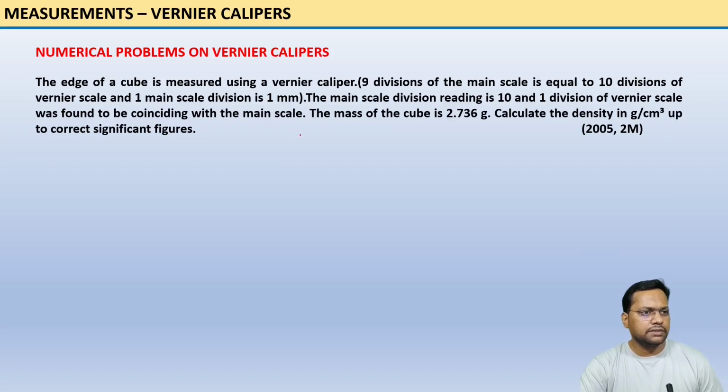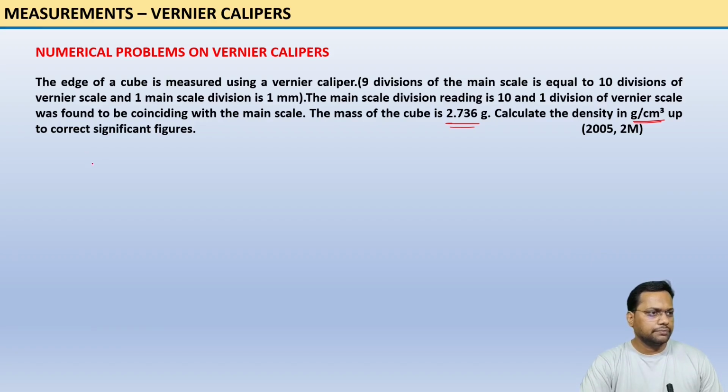The edge of a cube is measured using a Vernier calipers. 9 divisions of the main scale are equal to 10 divisions of the Vernier scale, and one main scale division is 1 mm. So here everything is given: one main scale division is 1 mm, 10 VSD is equal to 9 MSD. So therefore the least count will be 0.1 mm. Next one, the main scale reading is 10, and one division of the Vernier scale was found to be coinciding with the main scale. The mass of the cube is 2.736 grams, and calculate the density in gram per centimeter cube.